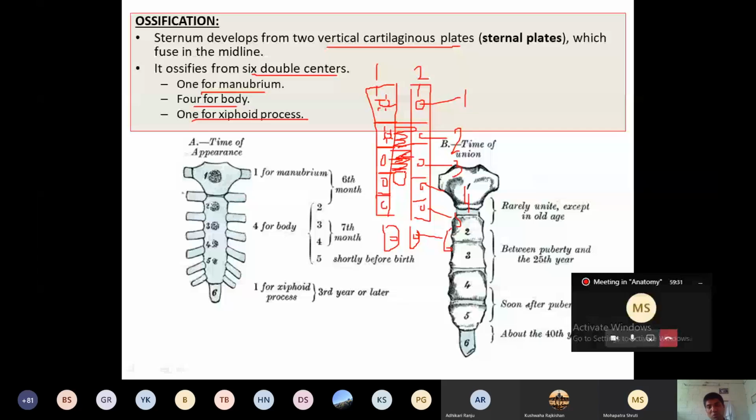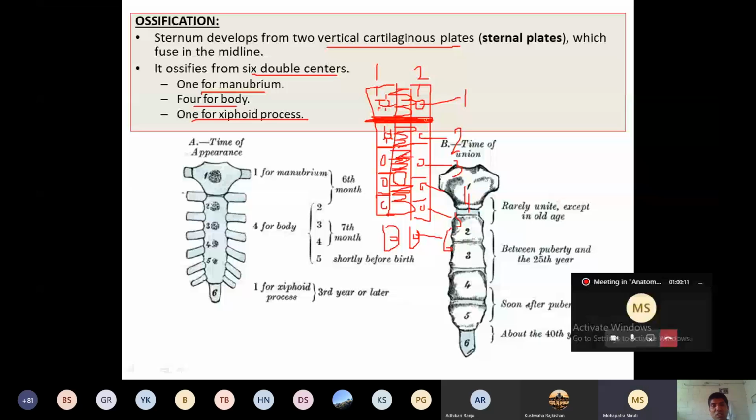I have already shown you this foramen. It is known as the sternal foramen. Everything should fuse together, even the manubrial part. Complete fusion occurs everywhere except here. What is this point? This is the sternal angle, or manubriosternal junction. Some cartilage will remain here throughout life till old age.